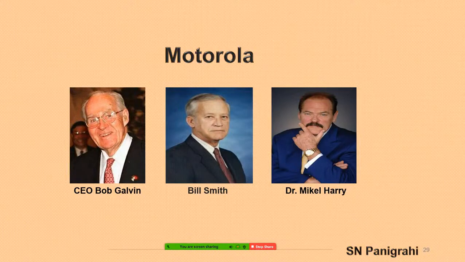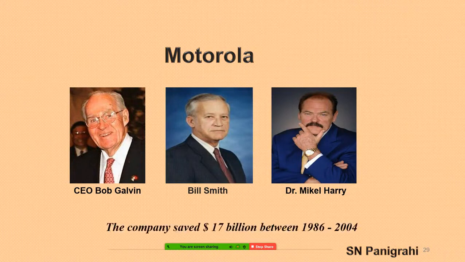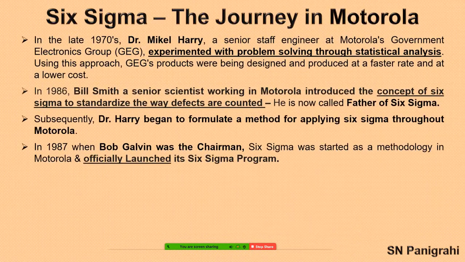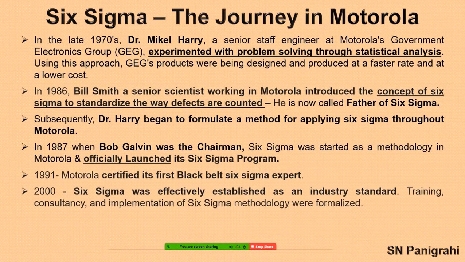Then most of the contributions were made by Dr. Michael Harry, who introduced quantification and the use of statistical models and tools into this system. As a result, between 1986 and 2004, the company saved almost $17 billion. This is the greatest achievement by Motorola as a result of introducing the Six Sigma concepts.